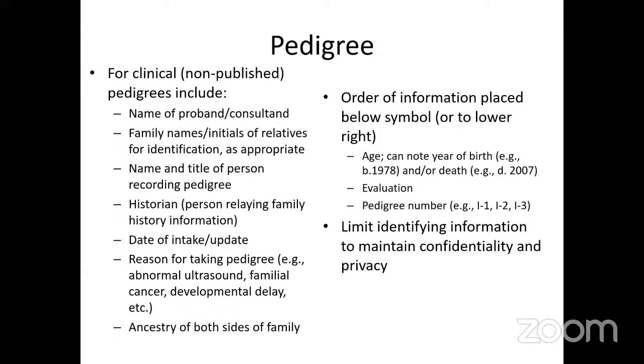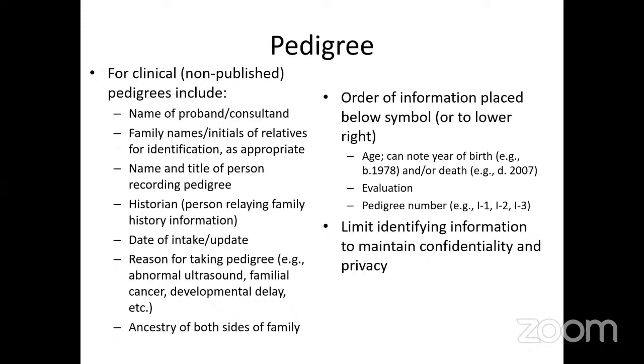There are some ground rules for pedigree. For a clinical pedigree, where you are not intending to publish the pedigree, we have to have these things in the chart. One is the name of the proband, that is the index patient, or the consultant. Consultant means the person who has come for genetic counseling. He may not be the proband. Somebody else in the family is affected, and he has come for genetic counseling.